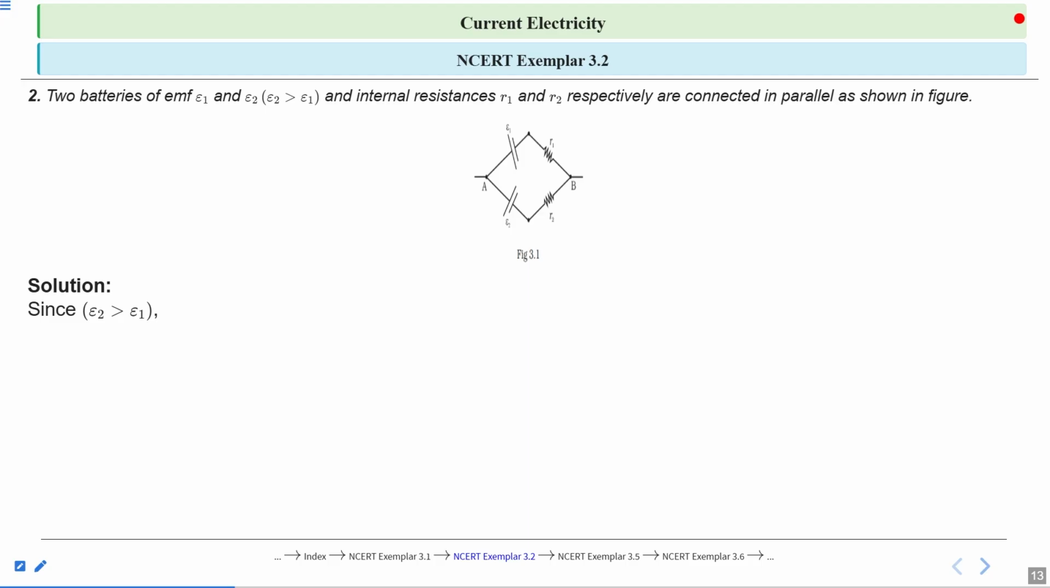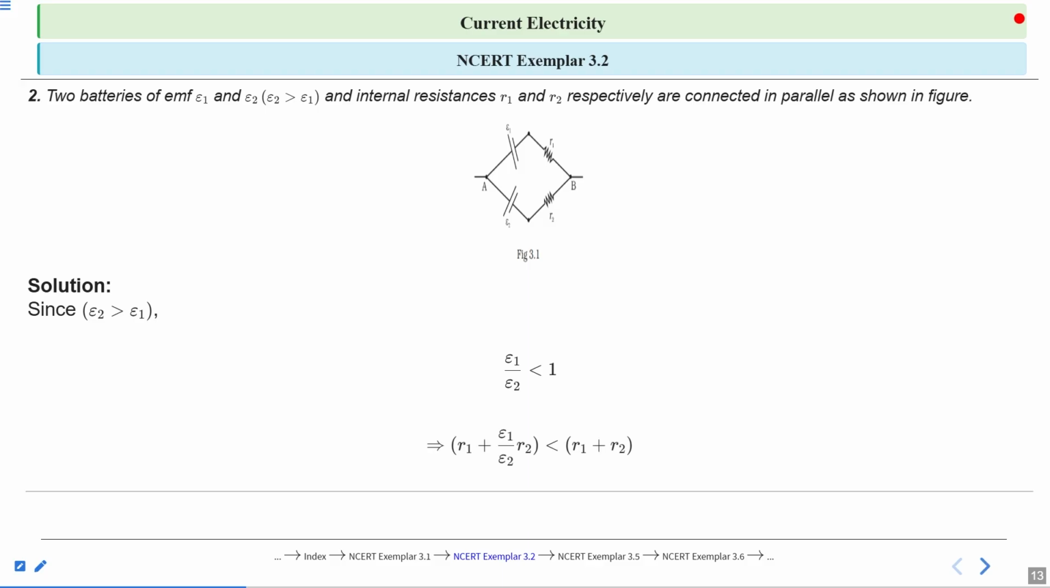Now, since epsilon 2 is greater than epsilon 1, the ratio epsilon 1 upon epsilon 2 will be less than 1, because the denominator is greater than the numerator. This is simple maths. You all can understand. So this ratio will be less than 1.